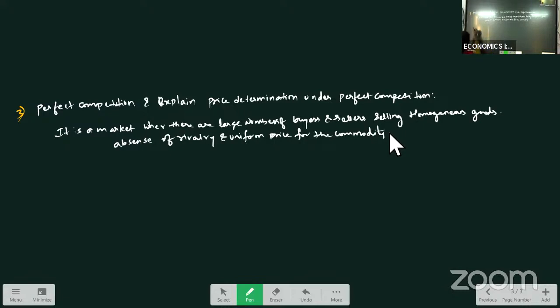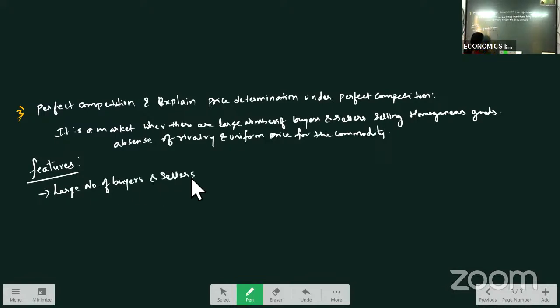Okay. Now, coming to the features of perfect competition, you have to write down the characteristics. Don't assume that they are asking only price determination. No, if you write the characteristics, you can score full marks for this answer. Clear? So, what are the characteristics of perfect competition? First one, large number of buyers and sellers. As we know, under perfect competition, there are a large number of buyers and a large number of sellers.